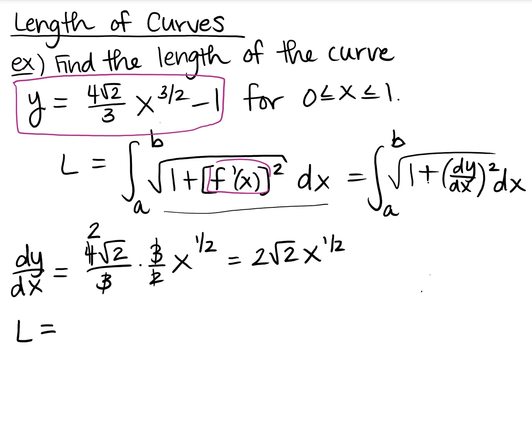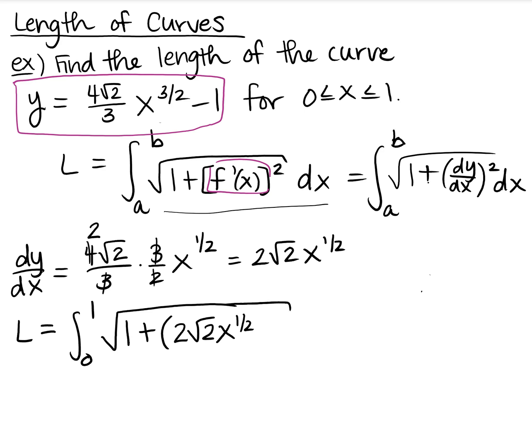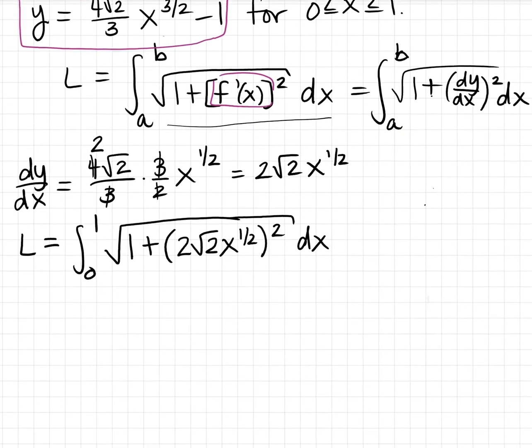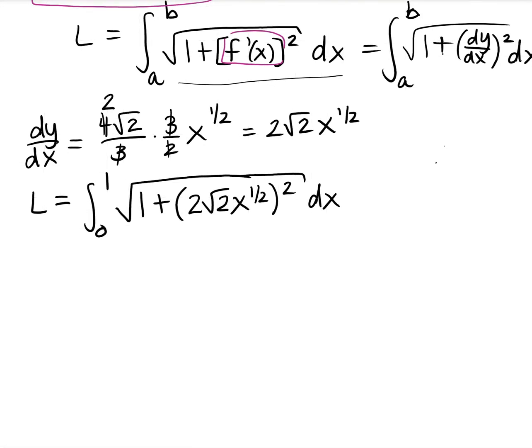So what is my length? We only want x between 0 and 1. So I'm going to go from 0 to 1 of the square root of 1 plus the derivative, which in this case is 2 root 2 x to the 1 half, squared. Sorry, I don't know why my program's kind of making those weird values there. dx. And now all we have to do is simplify and take the antiderivative. That sounds so simple, but this one's not going to be too bad.